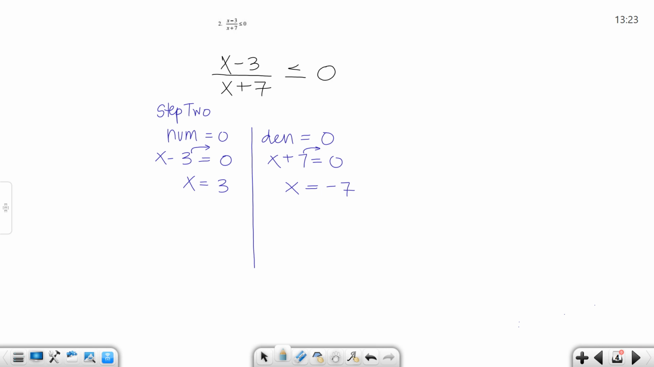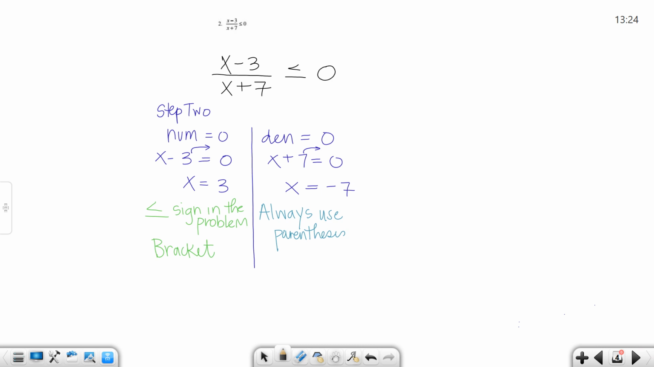Now, you have to decide at this point whether you're going to use brackets or parentheses. If it comes from the denominator, it will always use parentheses. If it comes from the numerator, it depends. You'll say, well, what does it depend upon? It depends upon the sign in the problem. Since this was the sign in the problem, less than or equal to takes a bracket. So this particular number will take a bracket when we put it on the number line.